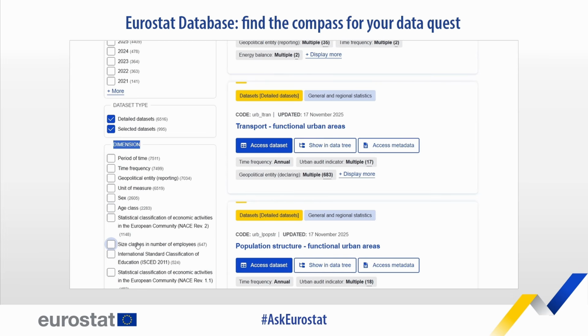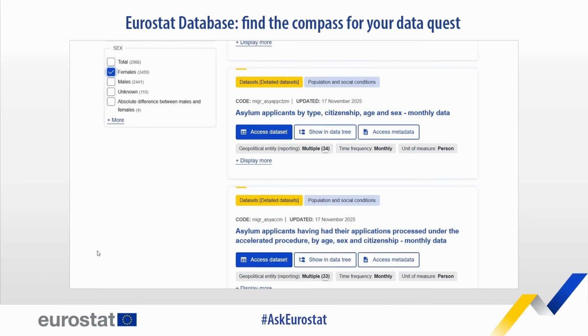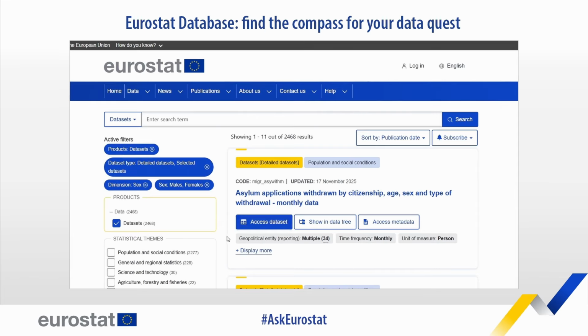Let me give you a couple of concrete examples. If you are analyzing unemployment from a gender perspective, you can simply apply the sex filter. This limits the results to datasets that include a men and women breakdown, removing irrelevant items and speeding up your search. As you can see, we get all datasets relevant for this search.